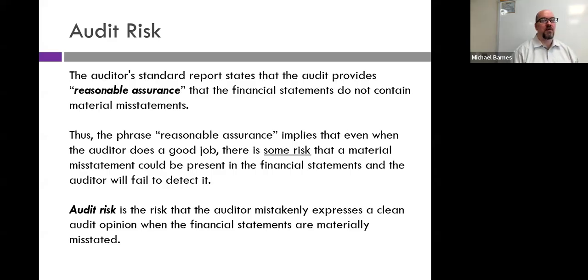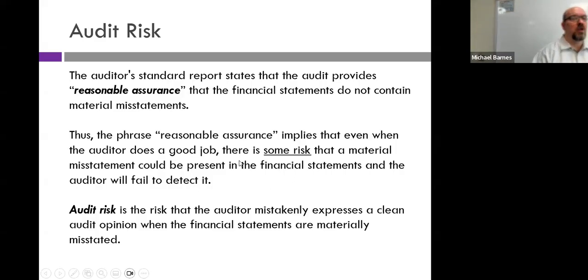That's why we use this concept of reasonable assurance, because we are human beings with time and resource constraints. So we're going to provide enough assurance, but not guarantees. The phrase reasonable assurance implies that even when an auditor does a good job, there is some risk a material misstatement could be present in the financial statements, and the auditor will fail to detect it.